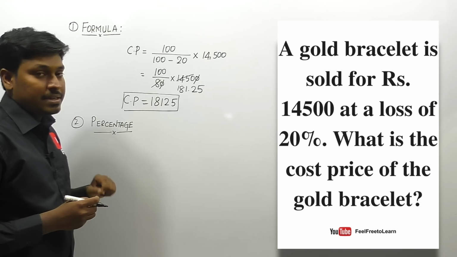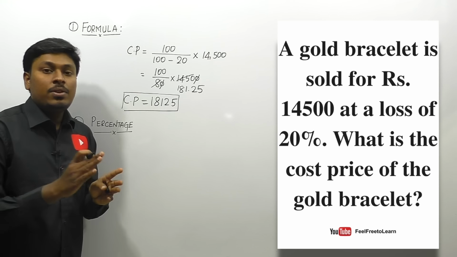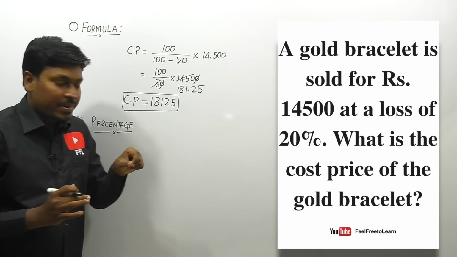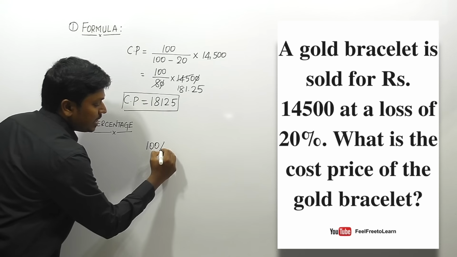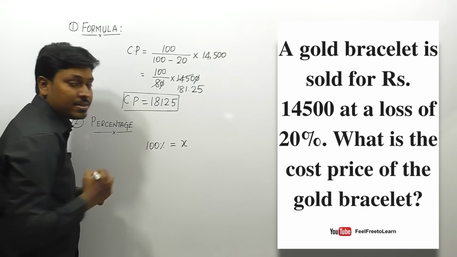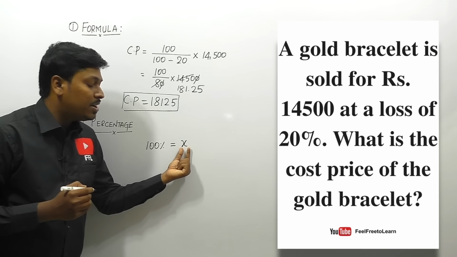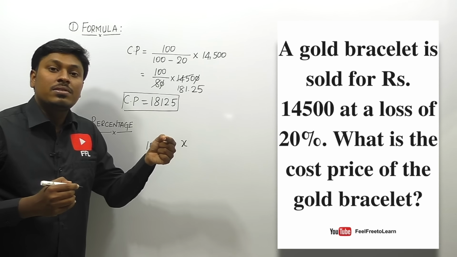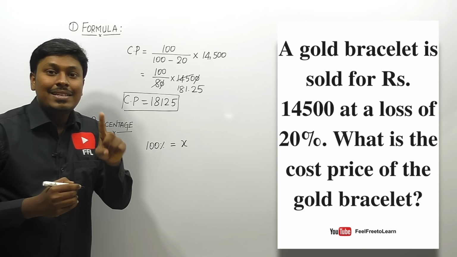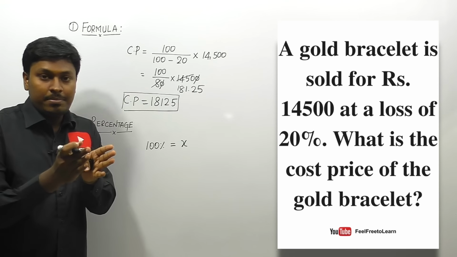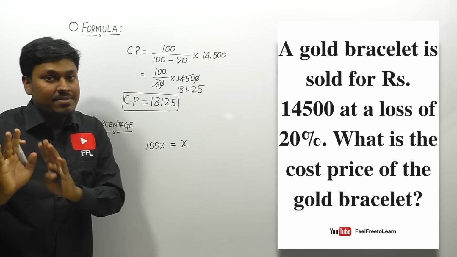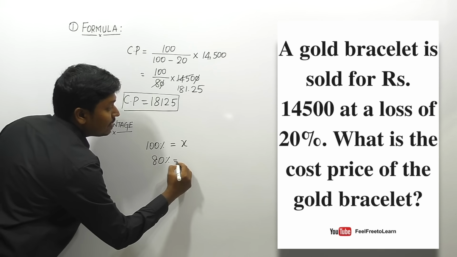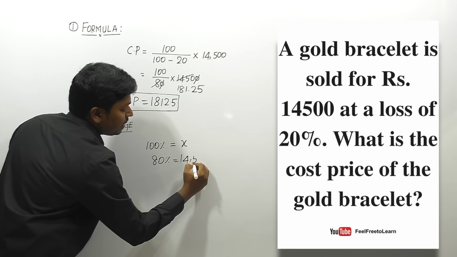So let me move on to the percentage method once. Listen carefully. We know that always 100% should be the cost price. Here we don't know the cost price, so we keep 100% cost price equal to X. And this 14,500 is sold at a loss of 20%. So we can definitely say that 80% will be that amount. So 100% is the cost price, 20% will be loss, so 80%. So we can say that 80% is equal to the amount, which is 14,500.